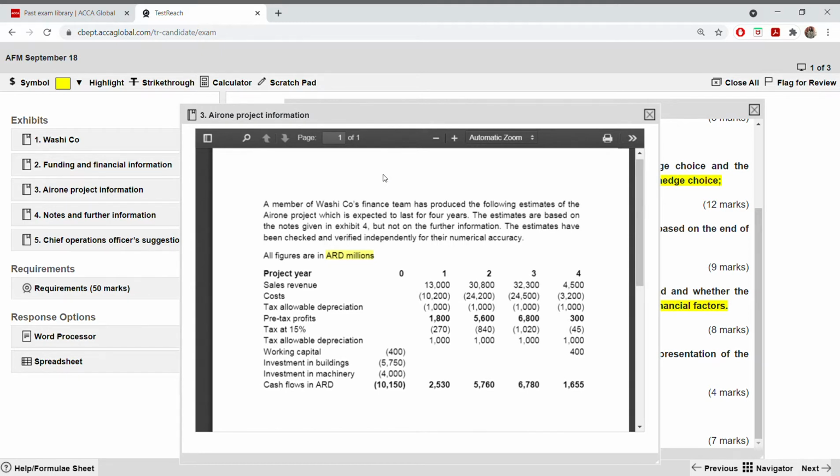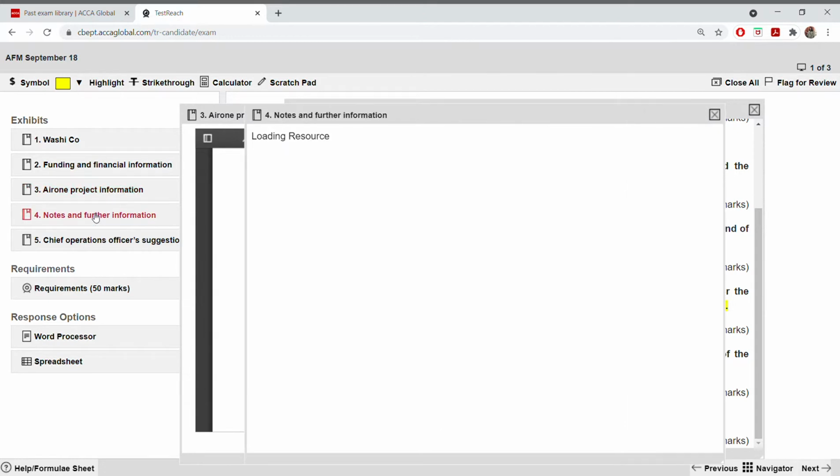Okay. So if you can see, this project is for 4 years. They have given you the sales, the cost, the tax allowable depreciation, pre-tax profit, the tax allowable depreciation again, which they have added back, working capital, investment in both building and machinery, and cash flows in this one. Okay, we'll keep this aside. Notes and further information.